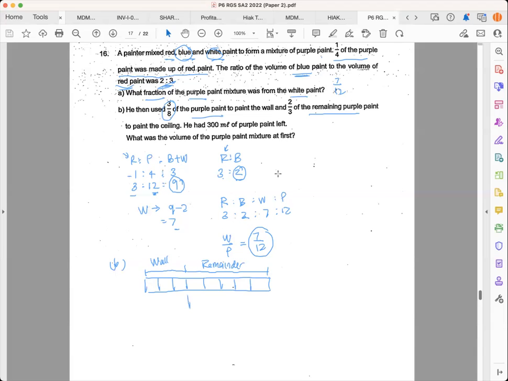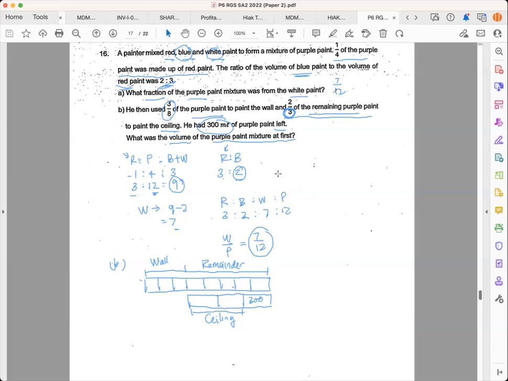I'll redraw the remainder below in a separate bar. This statement tells me 2/3 of the remaining purple paint is to paint the ceiling. So the remaining purple paint can be divided into 3 parts. And 2/3 is to paint the ceiling. Okay? And he had 300 ml of purple paint left. So this is 300. The question is, what is the volume of the purple paint at first? So we are talking about the entire model, how much it is.